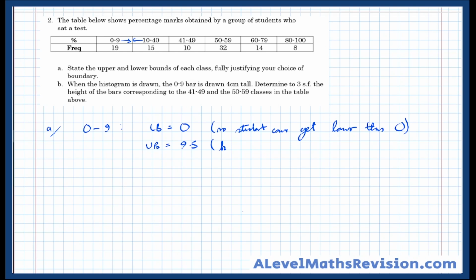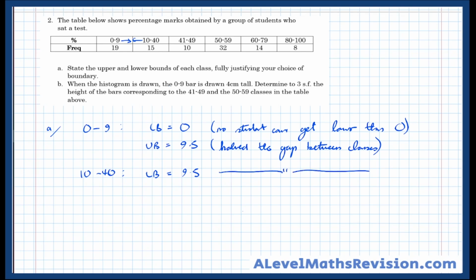And what I've done there is halved the gap between classes. Right, so now if we go from 10 to 40, the lower bound is going to be where we left off previously. So the lower bound's 9.5. And again, what I've done here, I've halved the gap between classes. And the upper bound equals 40.5. Again, halve the gap between classes.